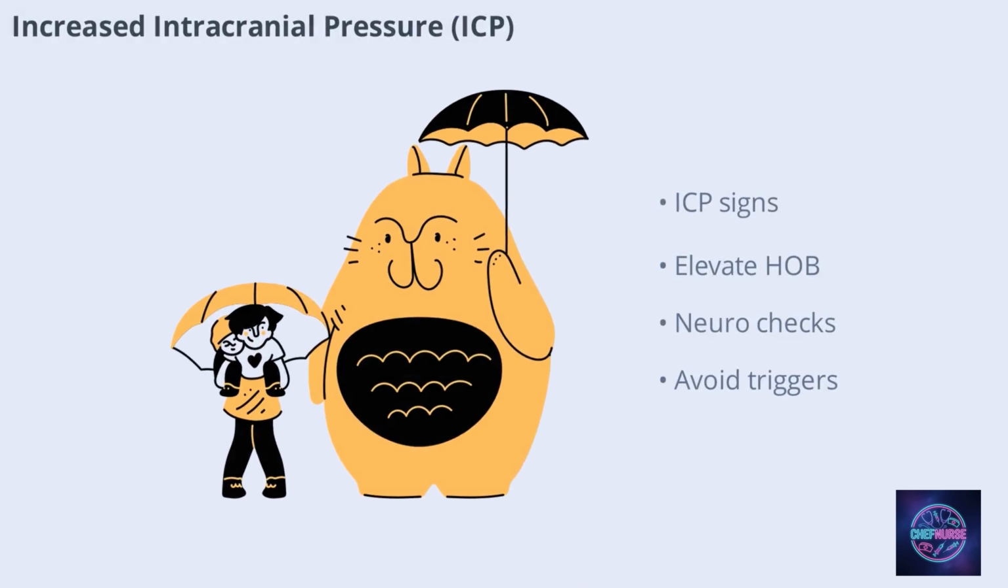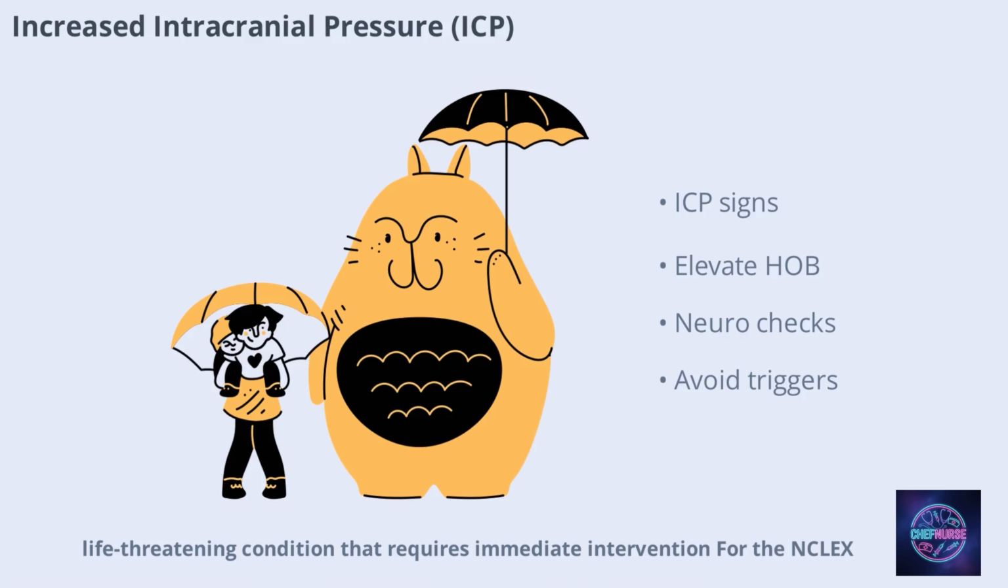Increased intracranial pressure is a life-threatening condition that requires immediate intervention. For the NCLEX, recognize signs such as altered level of consciousness, headache, and vomiting. Priority interventions include elevating the head of the bed, monitoring neurological status, and avoiding activities that increase ICP. Early recognition and prompt action can prevent serious complications.